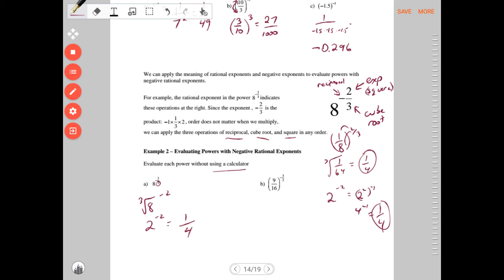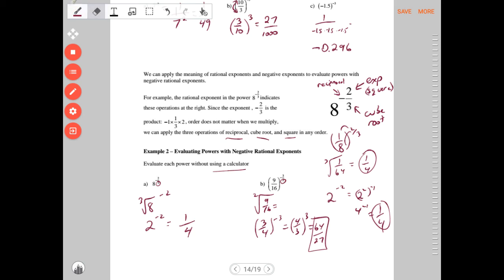Awesome, easy. Again, we're going to do the root first here. So that's going to be the square root of 9/16, which is just 3/4, to the negative 3. The negative just flips the fraction, so that's going to be 4/3 to the positive 3, and then 4 cubed is 64, 3 cubed is 27, and there's your final answer.